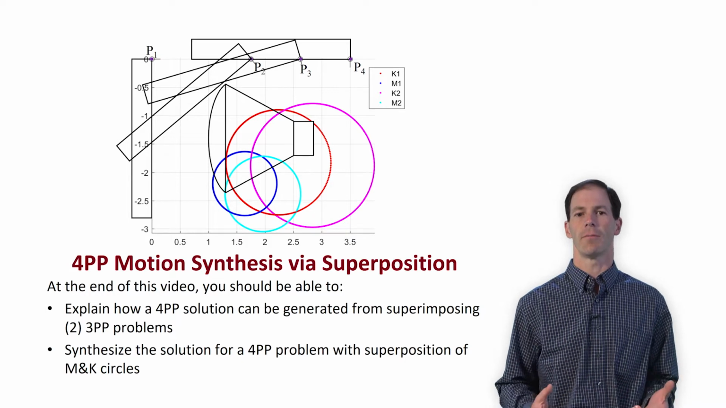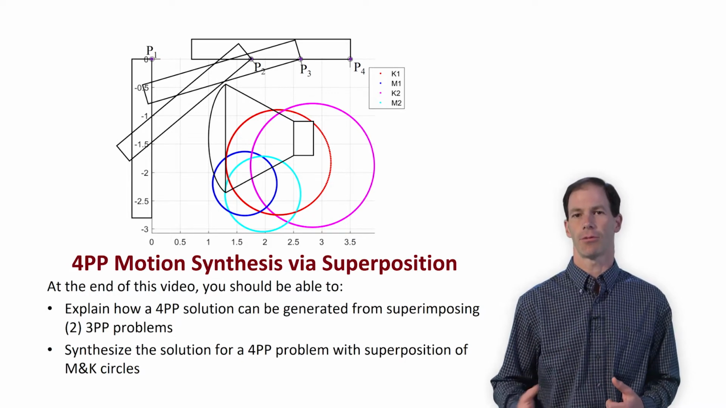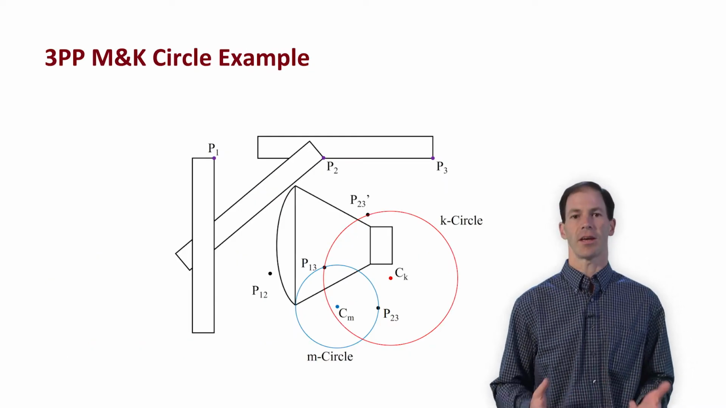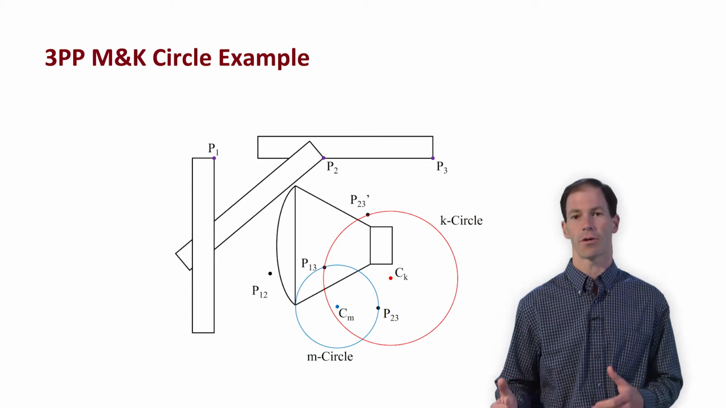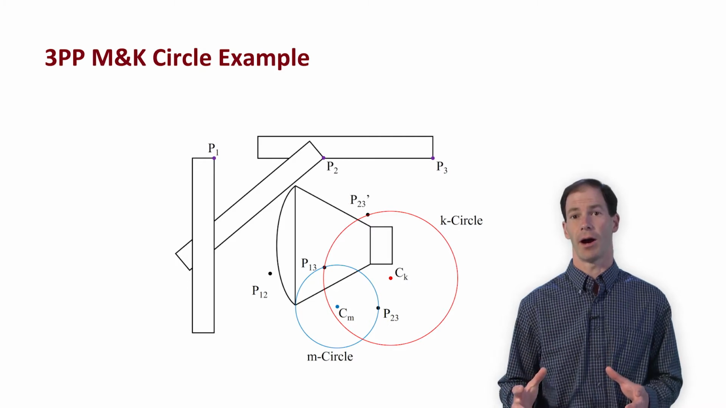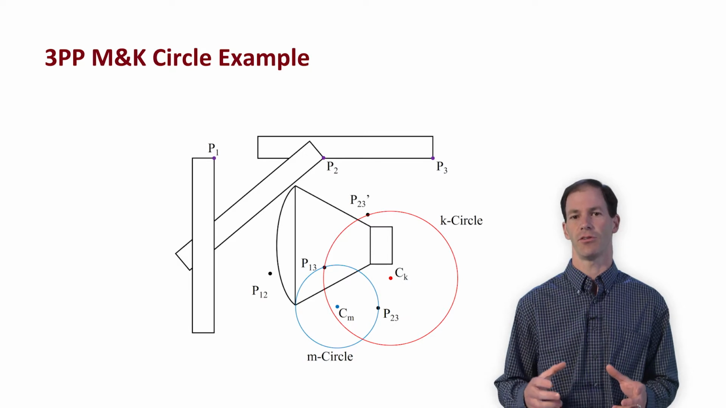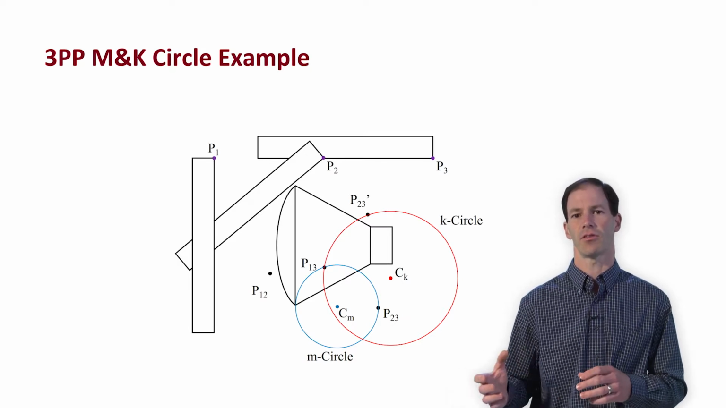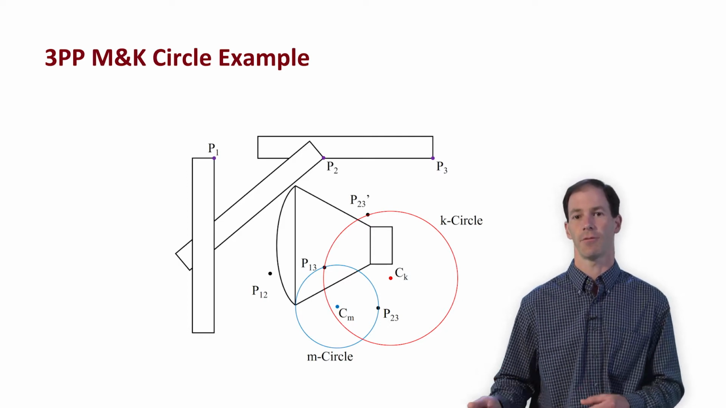So we'll talk a little bit about how we do this and why we do it, and then how we go through the solution technique. So let me start off here with the M and K circle example that we've had thus far, which is looking at the cover of the headlight, and say, let me extend this three-position problem out by adding an additional precision position. So you'll notice I have labels of 1, 2, and 3, or positions 1, 2, and 3 here. I'm going to add another position that is between 2 and 3.